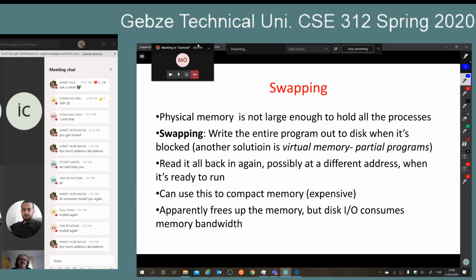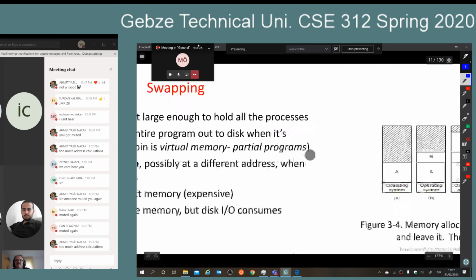Remember the latency table that I showed you last time? It is millions of times slower than the main memory. But being slow is better than not being able to multi-program. So we are going to take that hit and we are going to use the swapping idea. Swap programs back and forth between the memory and the secondary storage.